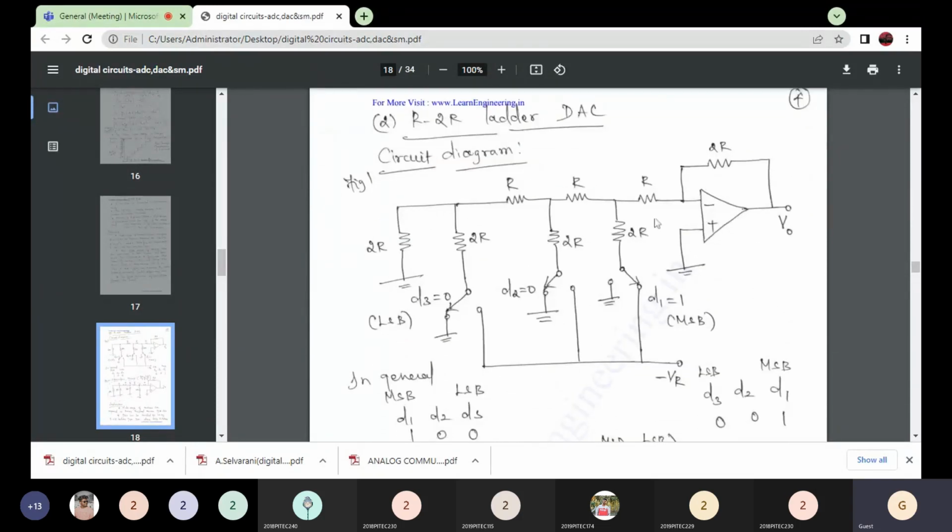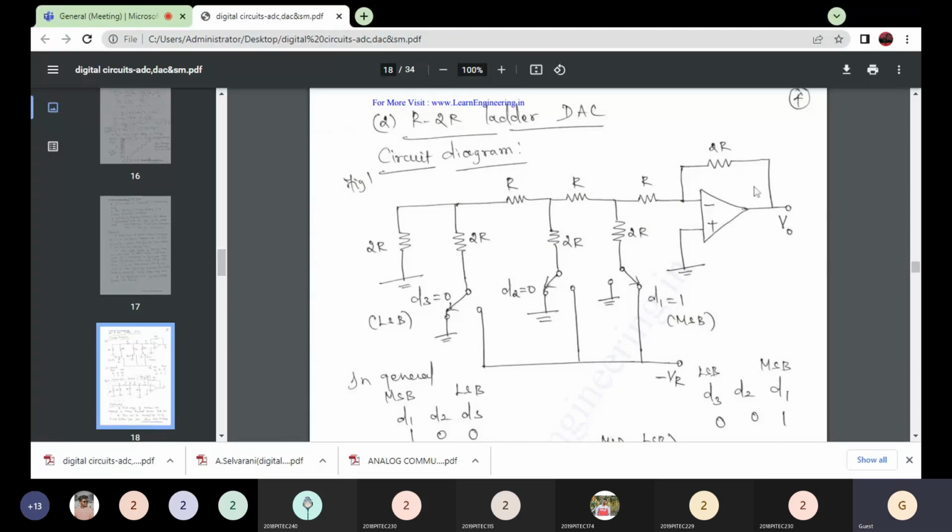Here we have an op-amp with the R-2R ladder circuit. We consider 3-bit binary words, for example. We are given a 3-bit binary word, which is the digital data, and we want to find the analog output voltage. So we are now going to analyze this circuit.